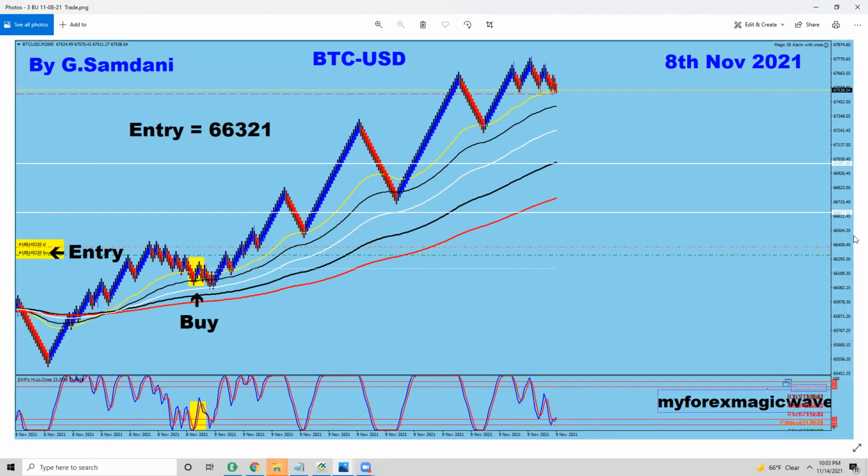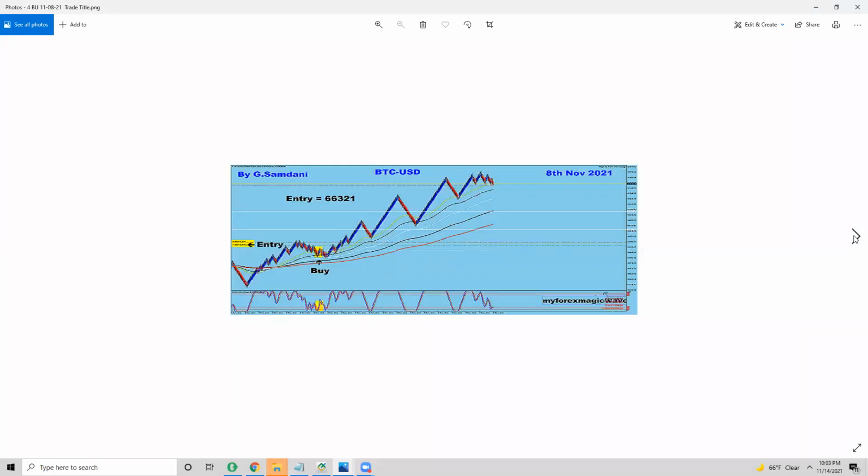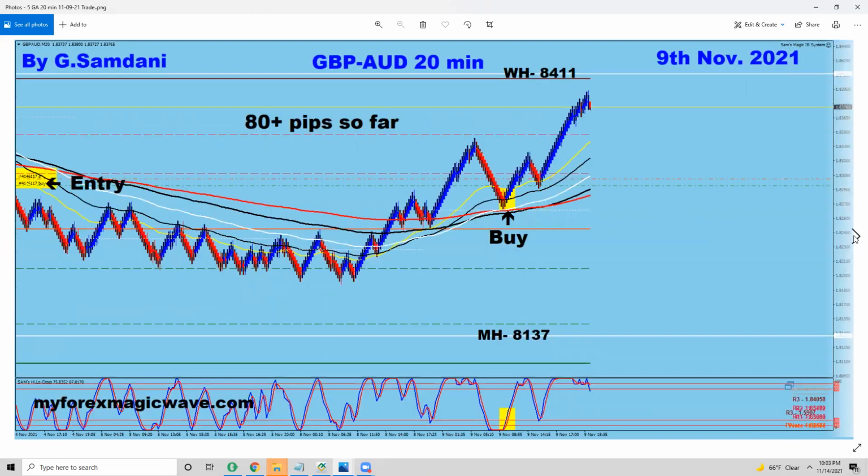66,321 is the entry point, and it went up to, what is that, 67,500, 67,538. This one, I think, is the same thing that I just showed, the size to fit on my website.